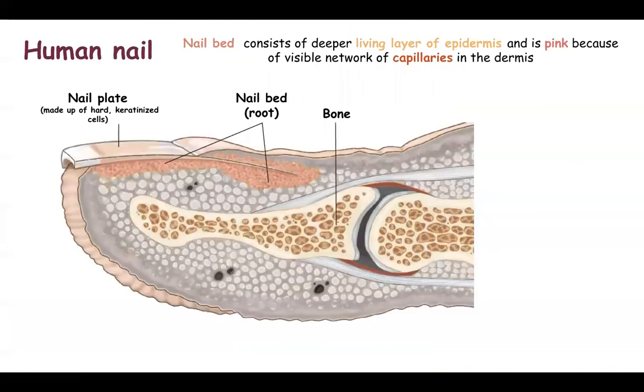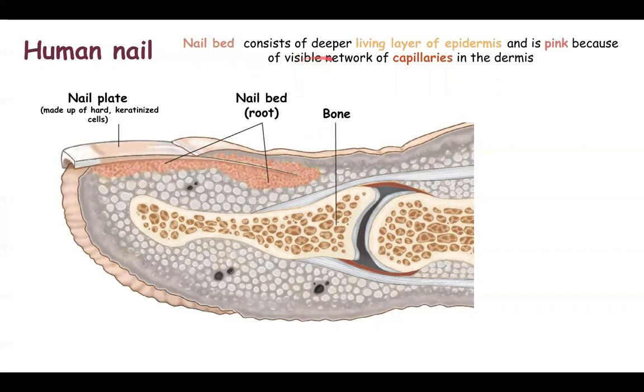Now the next skin derivative which we are going to do is called the human nail. The nail is made up of the nail plate. This is a hard keratinized cell structure which is found externally as the outermost covering. It is this covering which extends outward from your finger or your toes, and you can clip it with a nail clipper. Now underneath the nail plate lies this pinkish group of cells which you are seeing. This is called the nail bed or root.